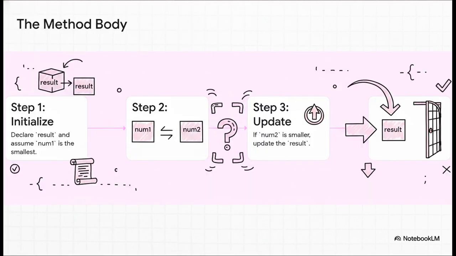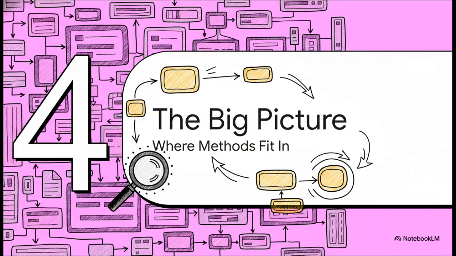All right, now for the good stuff. Everything inside those curly braces, that's the method body. This is where the actual work gets done. So for our min method, it's pretty straightforward. First, we just assume the first number is the smallest and we save it. Next, we compare the second number to what we've saved. Then, if that second number turns out to be smaller, we update our saved result. And finally, we return whatever value is left. Simple, clean, and effective.